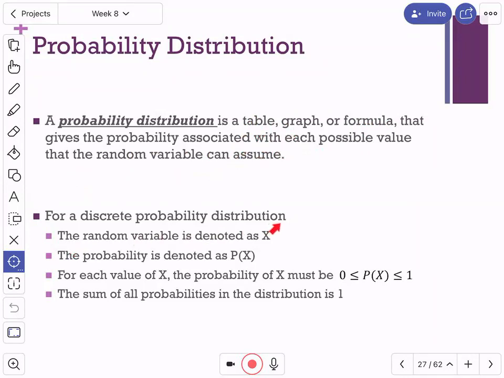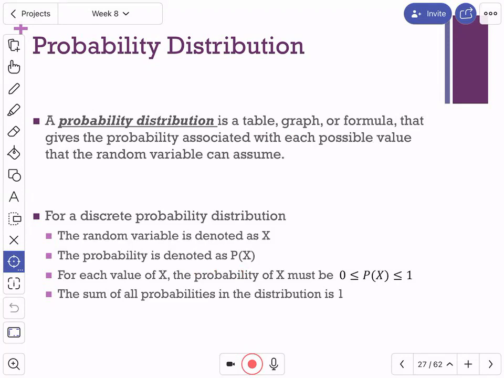For a discrete probability distribution, the random variable is denoted as X. We call the actual values that you can assume X. So we'll define the variable and we'll say let X equal something. For instance, let X equal the number of girls born to a couple who has 3 children. We've defined X as the number of girls born to a couple that has 3 children. And then we have what's denoted as the probability of X, P of X. That means that for each one of these values, we have an associated probability.